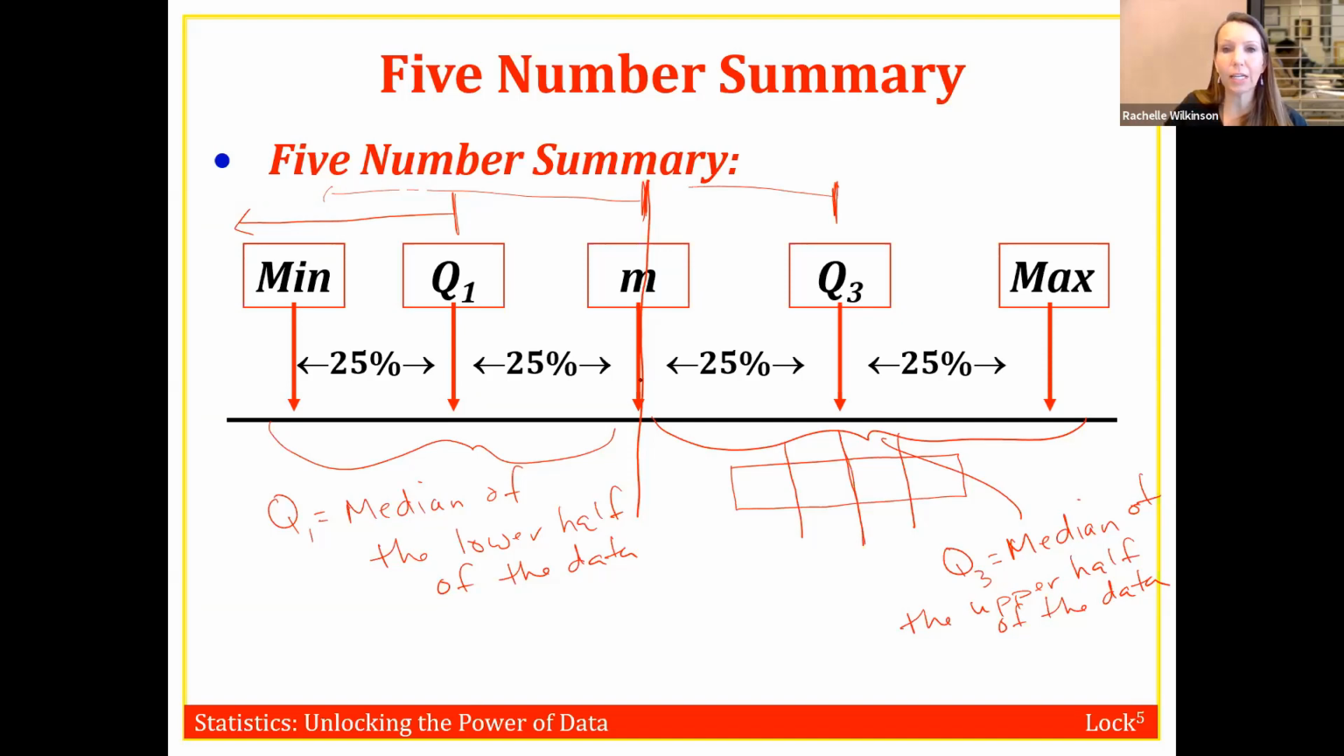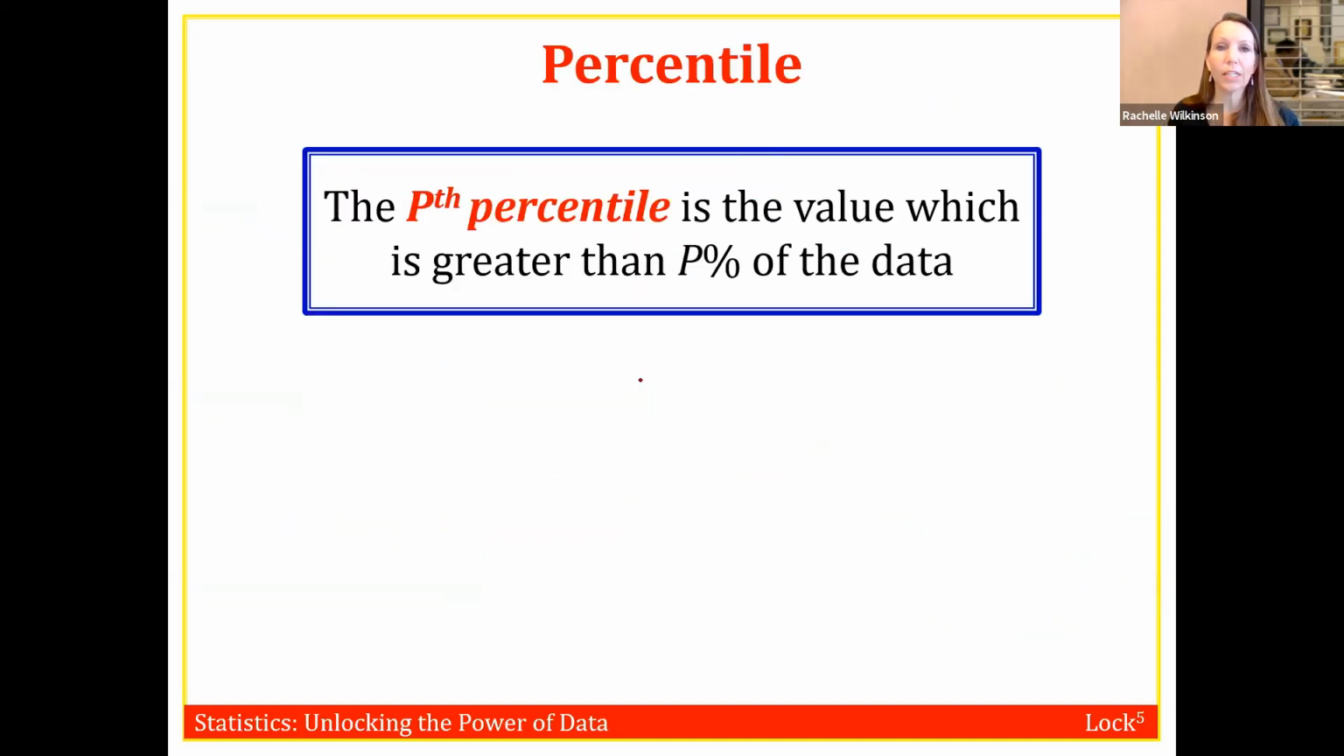When we talk about the percent of the data that is less than a value, another term for that is a percentile. So a percentile, and write this down even though it's not on a slide, still write it down. The pth percentile is the value which is greater than p% of the data. So that means if I'm in the 72nd percentile, then I did better than 72% of the people. Or in other words, 72% of the people are lower than me.